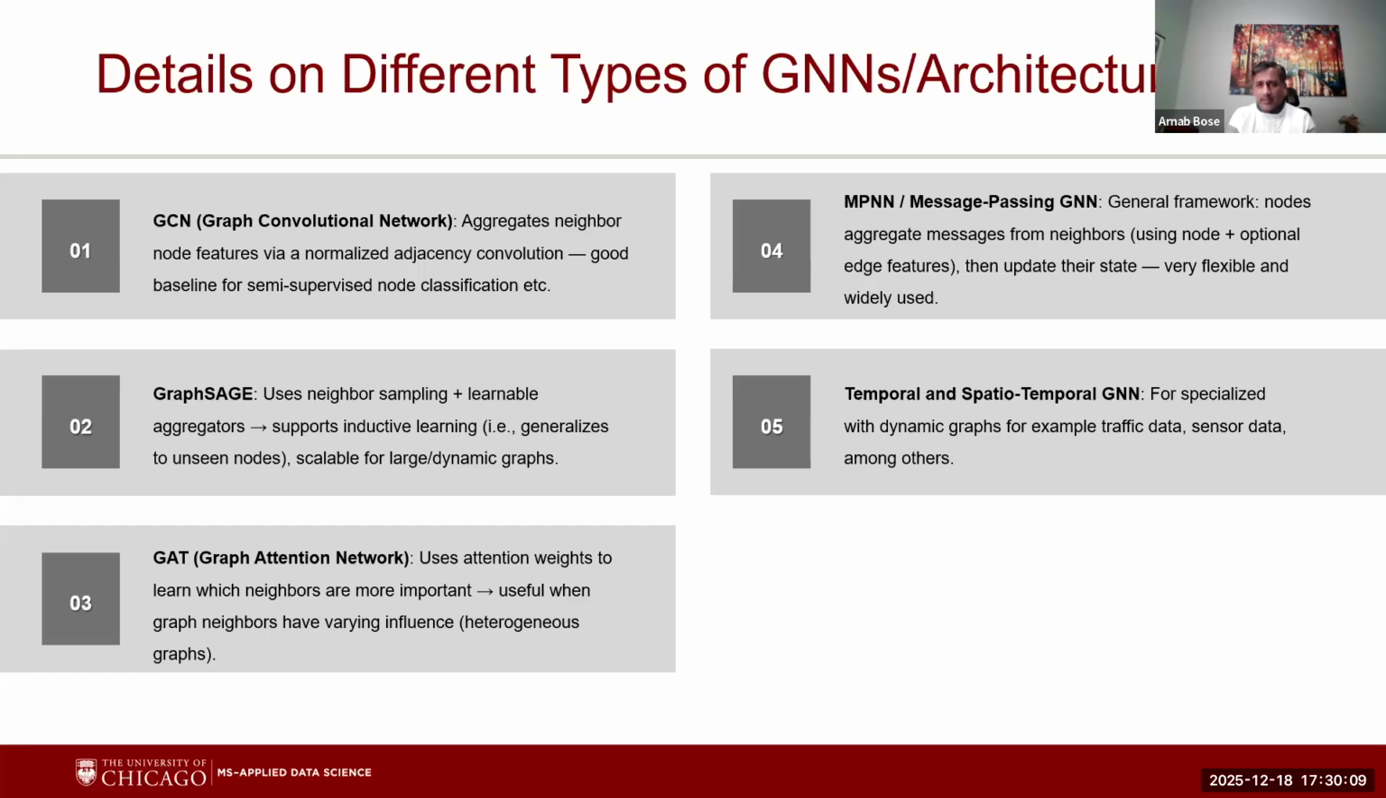Message passing, which is number four, aggregates messages from the neighbors. Each node gets a message from its neighbors and then updates its state. So it's a very flexible graph neural network. And for dynamic graphs, especially for time series forecasting, what's popular is the temporal and spatiotemporal GNNs.